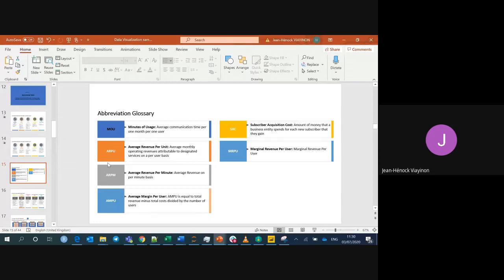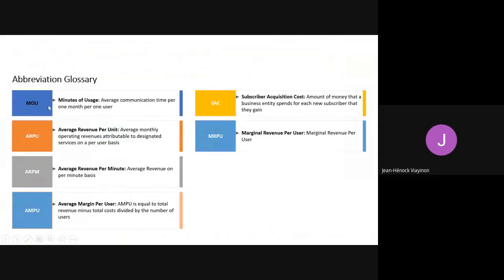So I just put this slide to review some abbreviations like MOU, which means minute of use, and is the average communication time per month per user. There is also the ARPU, the RPM, the AMPU, so average margin per user, and the SAC, subscriber acquisition cost, which you are going to use to compute the subscriber profitability, so the lifetime value of a customer.